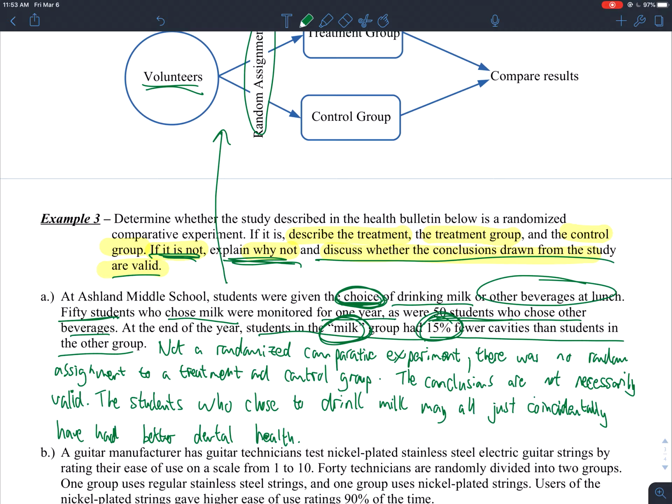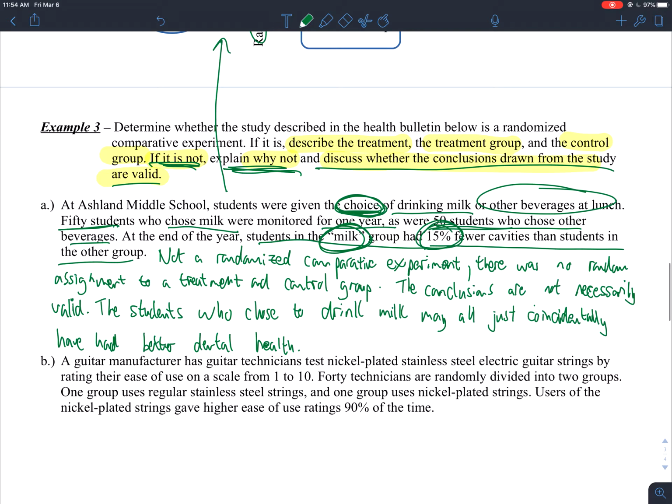But maybe the people who drink milk are generally more healthy, eat more fruit and healthy diets, brush their teeth more, go to the dentist more. Maybe that's just milk, choosing milk and those other behaviors go together, and that's why they have better dental health and fewer cavities. We don't know what's going on here.